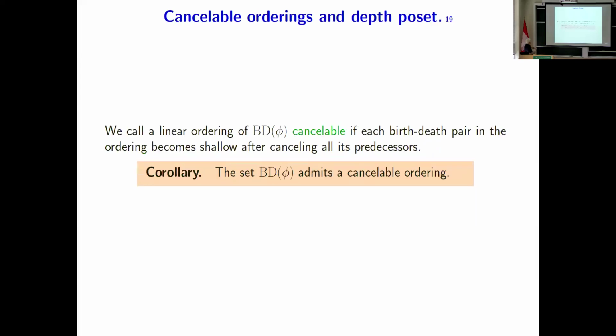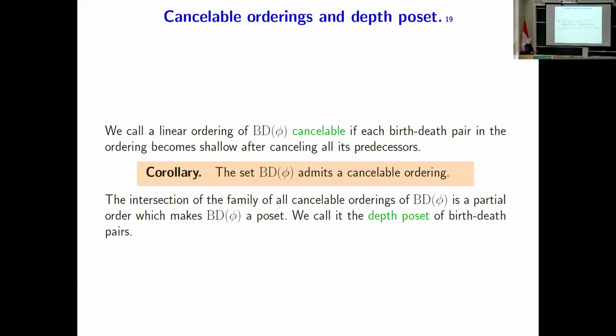And using this theorem, you can actually enhance the concept. Namely, you can introduce the idea of cancelable order of birth-depth pairs. When you take all shallow pairs, cancel them, again all shallow pairs, cancel them, this is one way of doing the cancellation. But sometimes there is no need to cancel all shallow pairs. You can cancel only some of them, and already some other birth-depth pairs become shallow. So there are many orders which are cancelable.